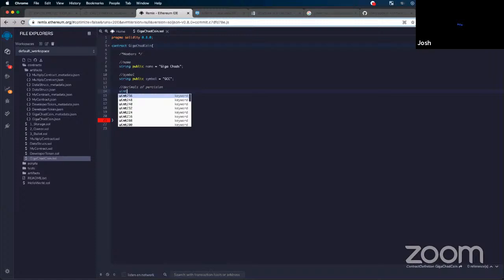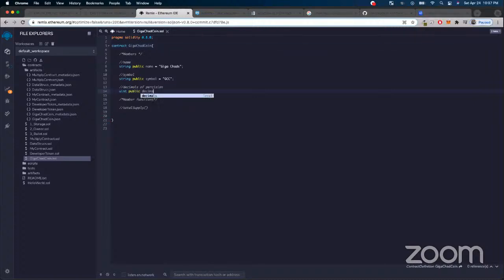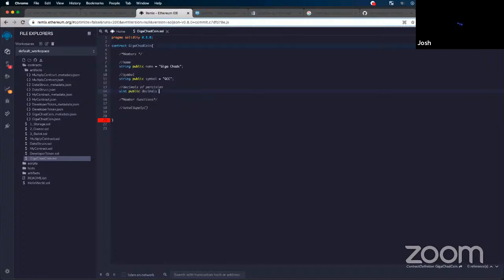I don't think we have to declare the size. What size would you say for uint? Well, uint just auto defaults to 256, I think. But obviously we want a precision size of 18.